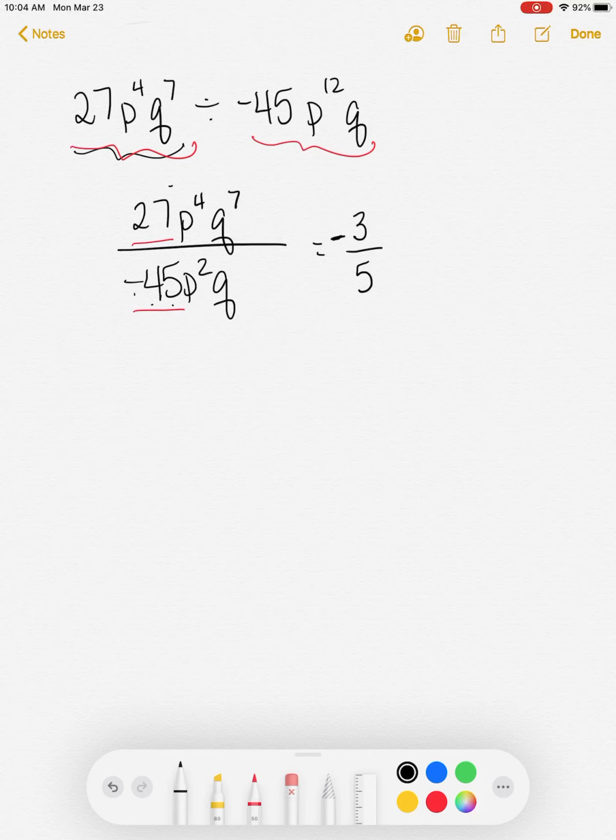All right, now I can simplify. Let's combine our like terms. These are p's, they're both p's. Using the quotient property, since their bases are the same, 4 minus 2 is 2, so that would be p squared. And then my q's have common bases. I have q to the 7th and q, which remember is technically to the first if it's not written. So 7 minus 1 is 6, so that would be q to the 6th. And that's that one right there. You could also write it as one big fraction, but it doesn't matter how you do it. Both are true.